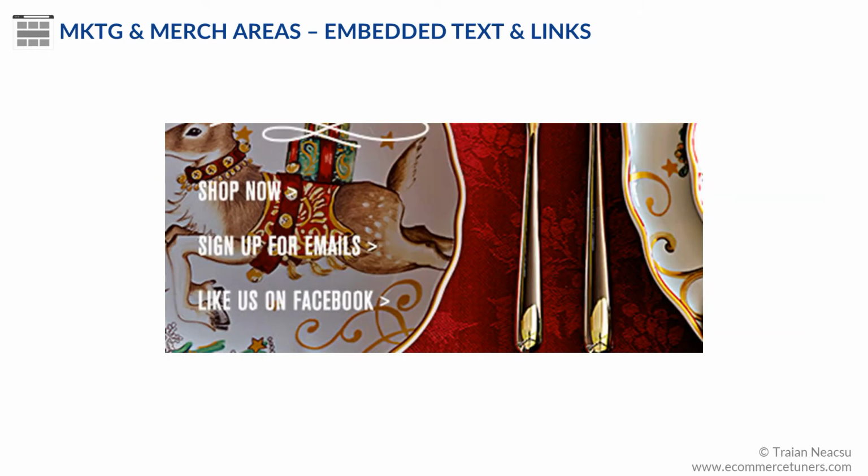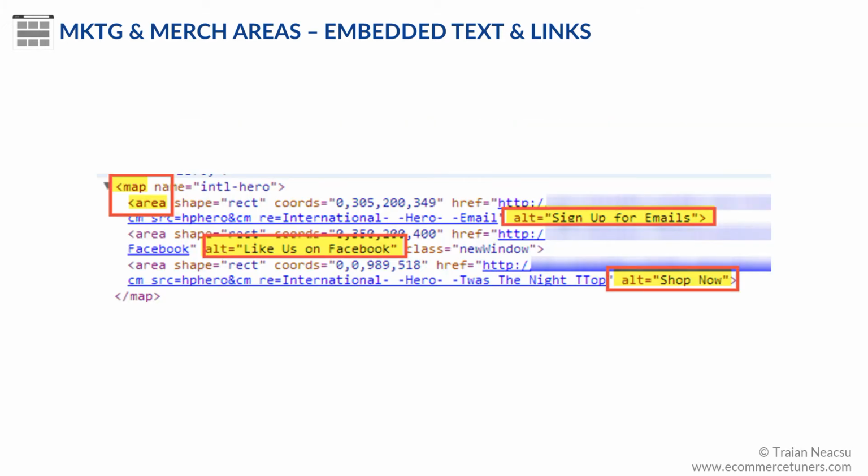If the imagery is more complex and you can't implement image replacement or plain CSS plus HTML carousels, then use image alt text along with area and map tags to create the links. For example, this image embeds 3 call to action links: shop now, sign up for emails, and like us on Facebook. The code deploys the HTML map element with 3 areas to make the links clickable. Each area tag has its own alt text.